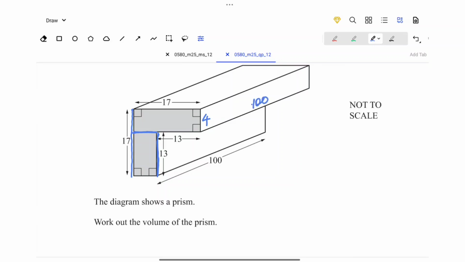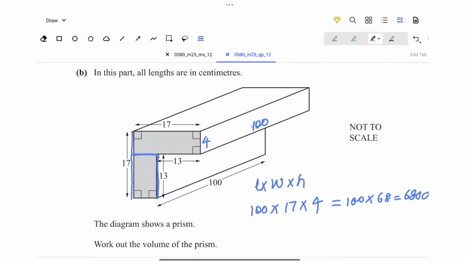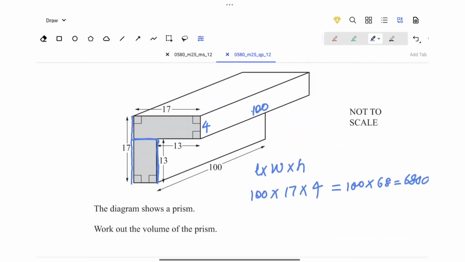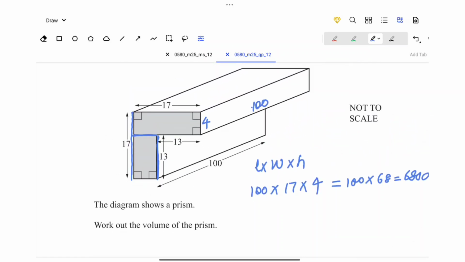So the volume of a cuboid is length multiplied by width multiplied by height. Length is 100, width is 17 and height is 4. So 17 multiplied by 4 is 68, and 100 multiplied by 68 will be 6800. All are in centimeters. So 6800 is the volume of the upper cuboid.